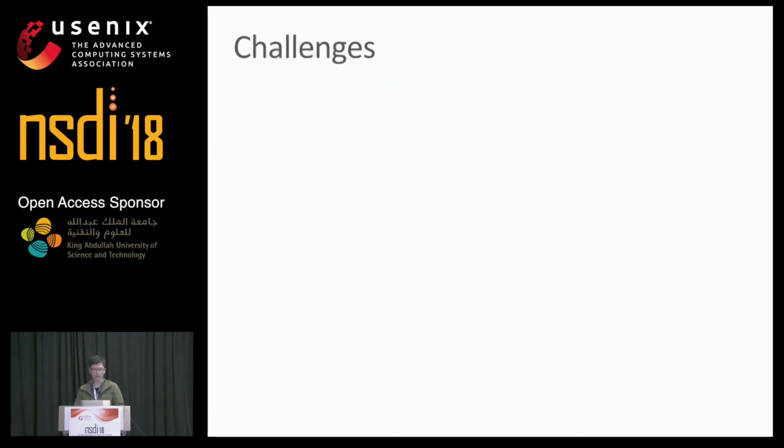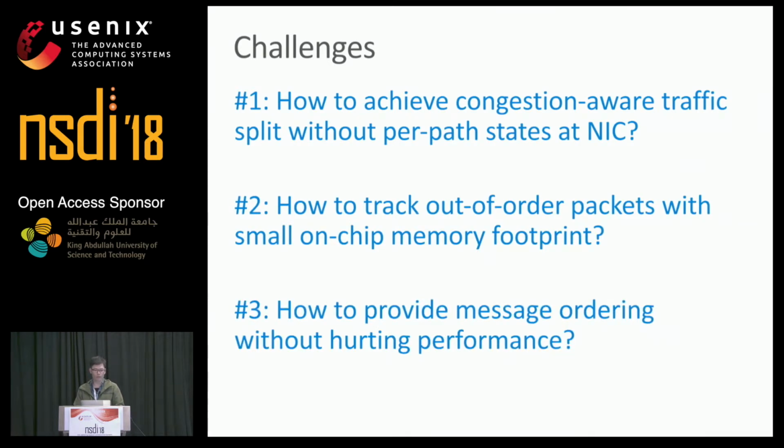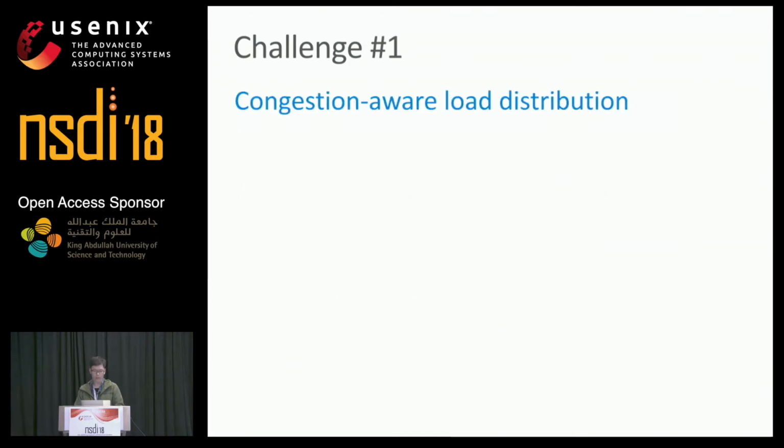This uniqueness of the RDMA environment leads to several challenges, and we will talk about them one by one. The first challenge is how to achieve congestion-aware traffic split without per-path states at the NIC. If we design a multipath transport, the first thing we need to do is congestion-aware load balancing, distributing the traffic according to all the path conditions. Multipath TCP tracks the transmission and congestion states on every path, maintaining per-path states, so it can do congestion-aware distribution.